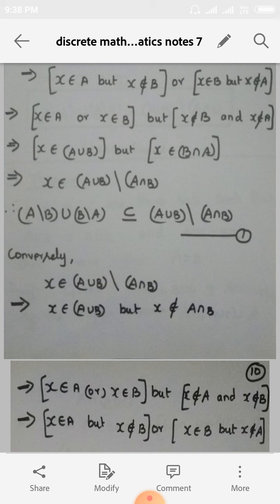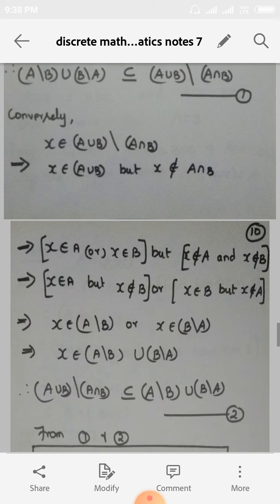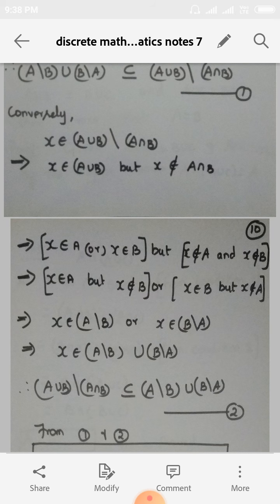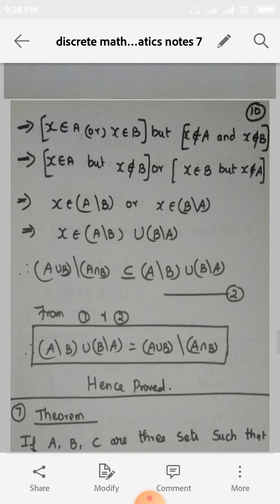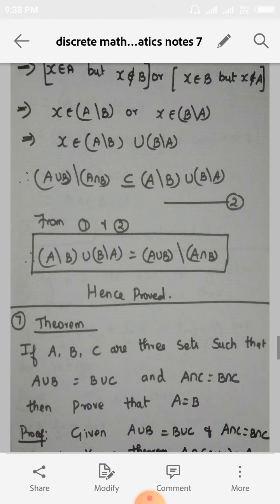Therefore, we get this: (A difference B) union (B difference A) is contained in or equal to (A union B) difference (A intersection B). Mark it as equation number 1. Conversely, you have to take the right hand side and prove the case, and comparing equation 1 and 2, we get (A difference B) union (B difference A) is equal to (A union B) difference (A intersection B).